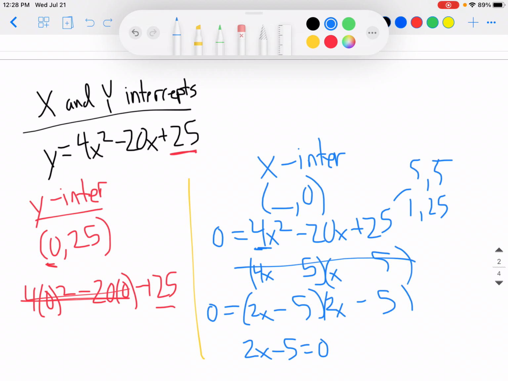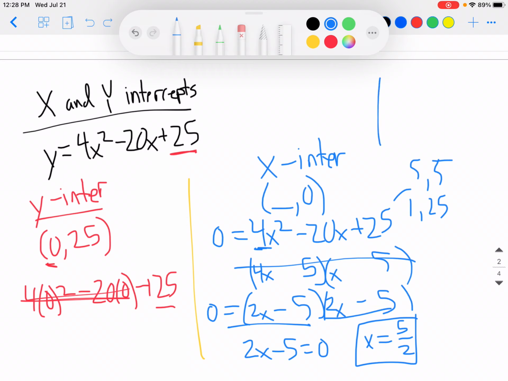And this stems from the fact that a times b equals 0 if and only if a equals 0 or b equals 0. And so instead of saying a, we're saying 2x minus 5. As a result, we solve that little equation, and we end up getting x equals 5 over 2. And that's the only x-intercept on this one because it's just repeated right there.